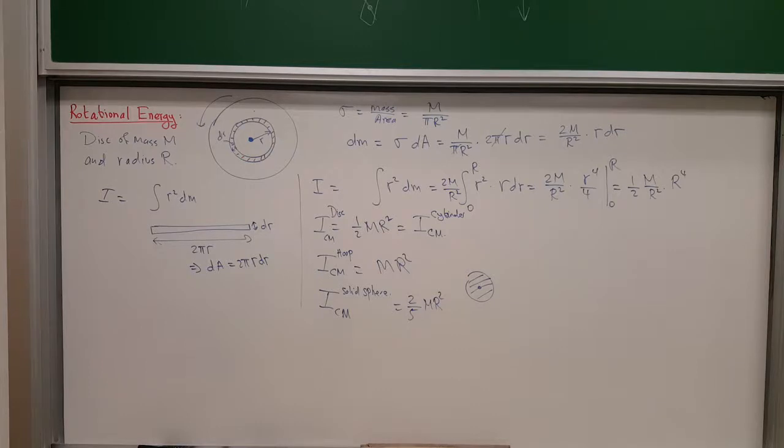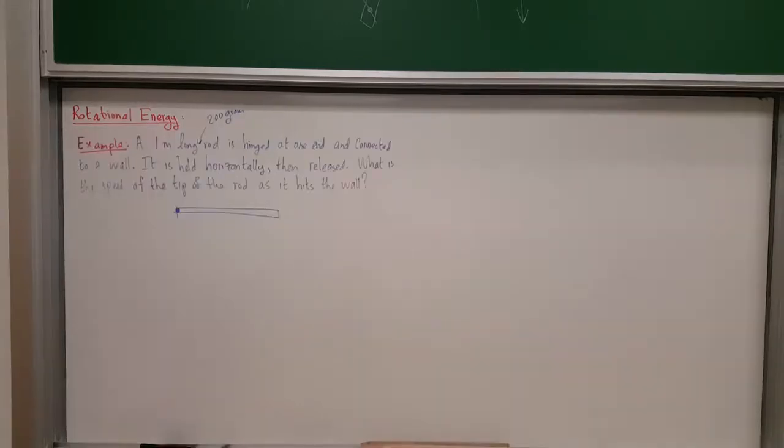Okay, I want to show you another example here. Let me erase the board first, and then write the example, and then start recording again. So here is an example. They say you have a 1 meter long, 200-gram rod hinged at one end and connected to a wall. It is held horizontally and then released. And then they ask, what is the speed of the tip of the rod as it hits the wall?